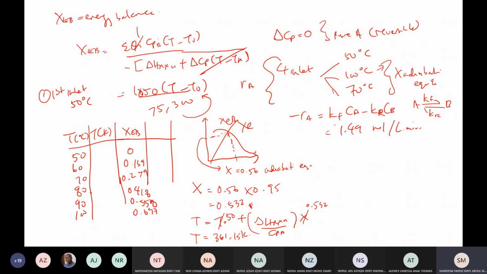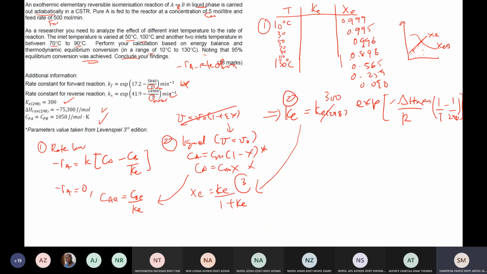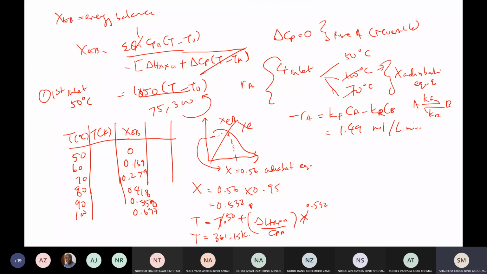Okay, so you kena repeat balik. Buat yang sama untuk XEB, 100, 70 dengan berapa tadi? 50, 100, 70 dengan 90. Kena buat 4 temperature. And then dapatkan negative RA, compare. Okay, faham ke? Ya, faham Doktor.